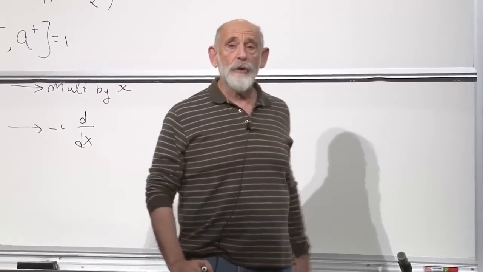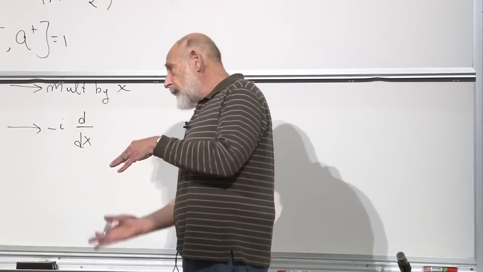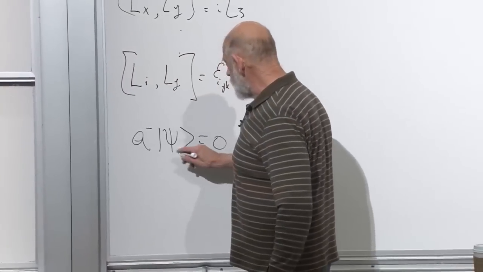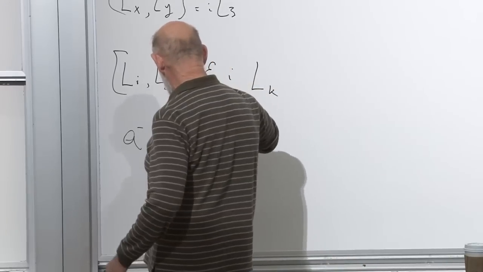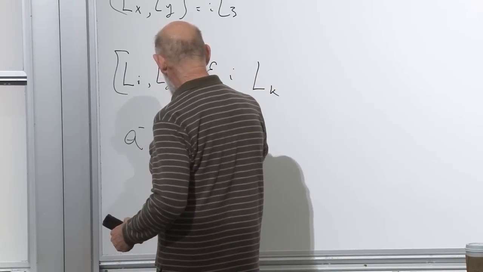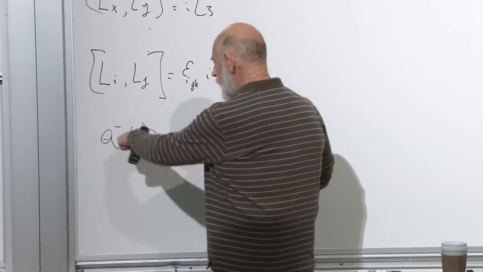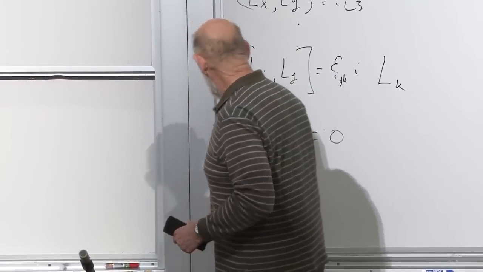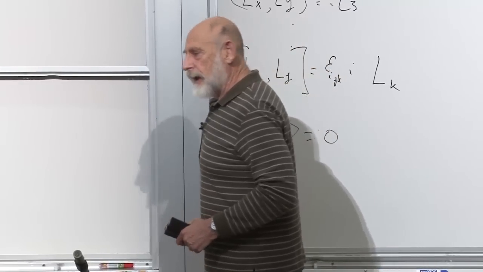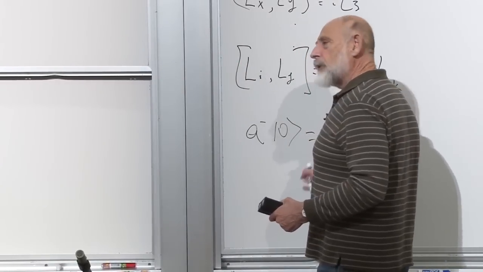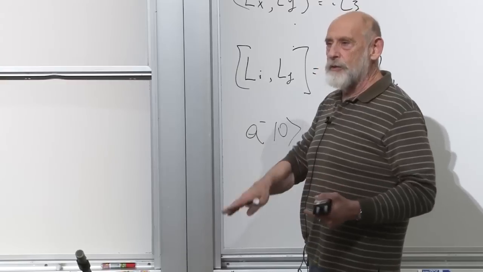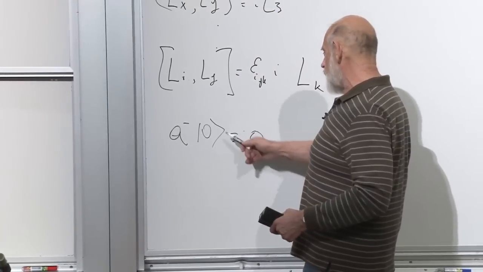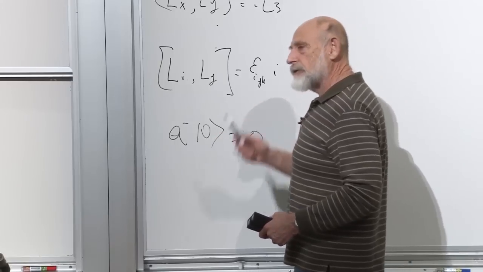Okay, how can we have a floor? The only way we can have a floor is if the bottom state, let's call it 0, the ground state, is annihilated by A minus. Annihilated means that you get 0 when you hit it with A minus. If you didn't get 0, whatever you got on the right-hand side would be a state of one unit lower energy. There is no state with one unit lower energy. The only way for that to happen is for this to just give 0.